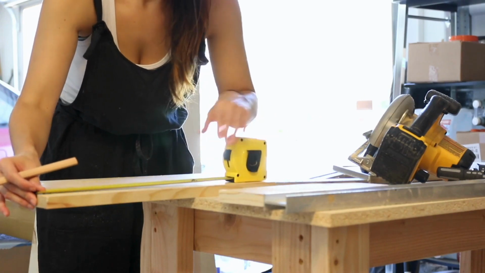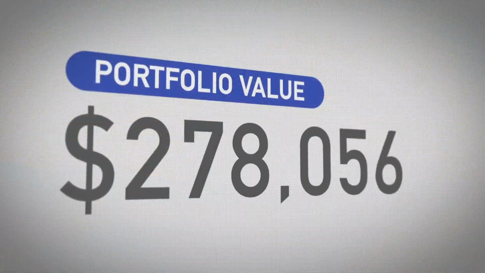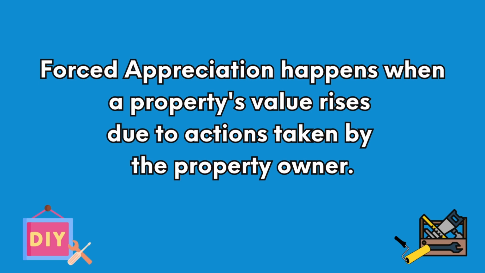And lastly, is the forced appreciation that happens when you put some extra money initially to renovate a property and it's now worth more. For example, if you buy a house for $300,000 and you are adding $25,000 in upgrades, the house is now worth $350,000, leaving you with $25,000 in profit or adding value. Therefore, you forced the appreciation.